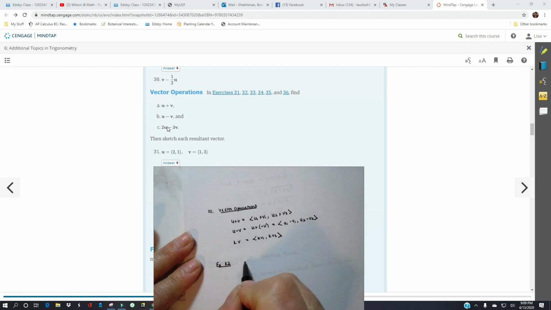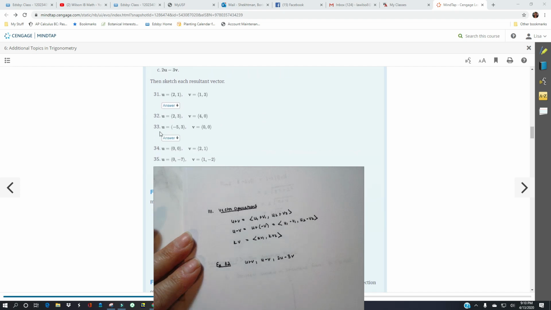So let me write that down. We want to find u plus v, I want to find u minus v, and we want to find 2u minus 3v. So those are the things we want to find given the component form of these two vectors, where u has components 2, 3, and v has components 4, 0. So if I want to use u plus v, well, that means I just add the corresponding components. So I'm going to do 2 plus 4 is 6, and 3 plus 0 is 3.